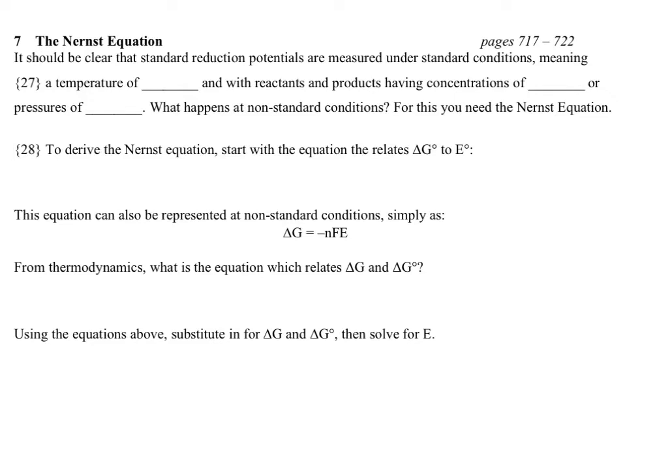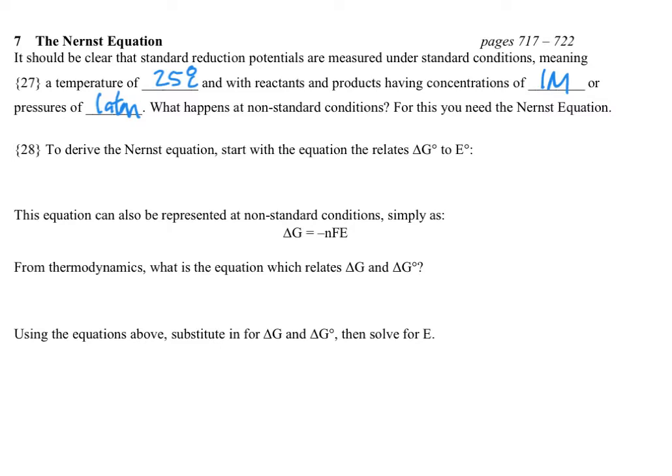Those conditions mean that the temperature is going to be 25 degrees Celsius, standard state temperature, and that the reactants have a concentration of 1 molar, or if they're gases, they're present at 1 atm. All right, so that's our typical thermodynamic standard state conditions.